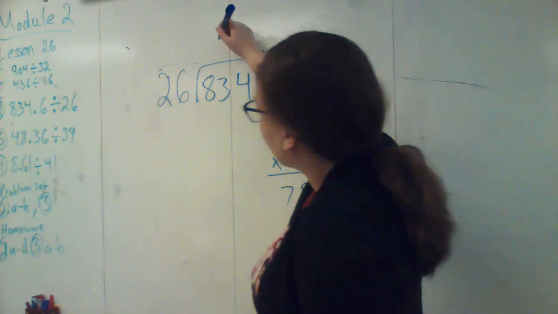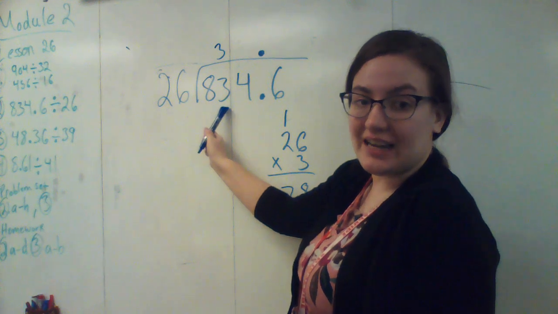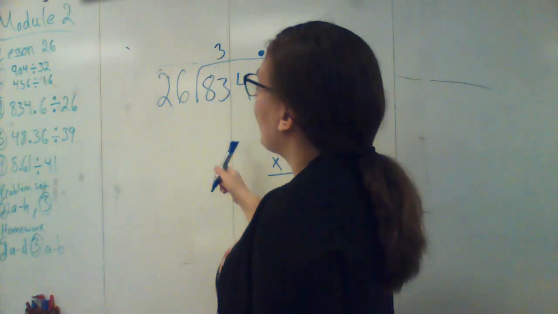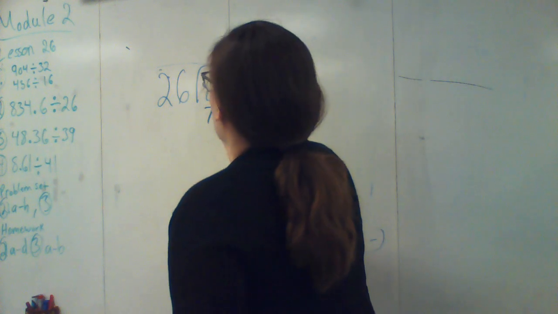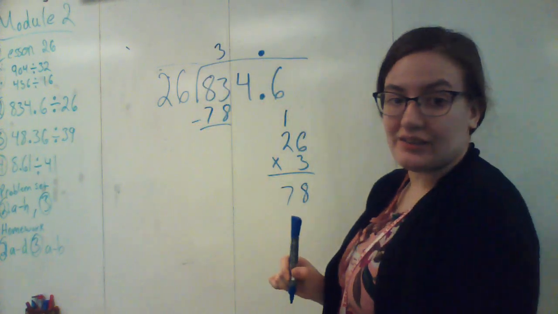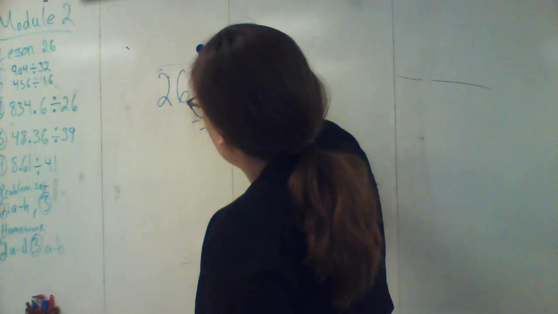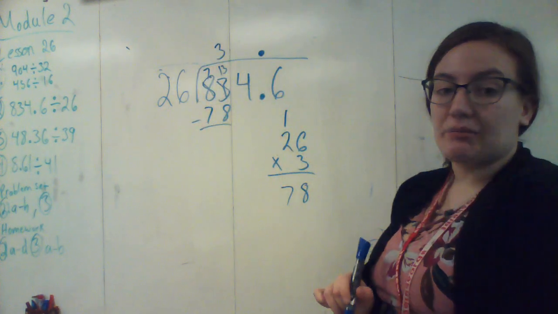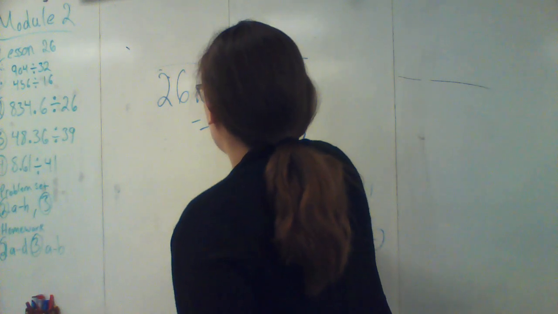This 3 is going to go above this 3, because I'm saying 26 goes into 83 3 times. And then I'm going to do 26 times 3, which is 78. And then I'm going to subtract. So I can't do 3 minus 8. That becomes a 13, and this becomes a 7. 13 minus 8 is 5, and then I have to bring down the 4.